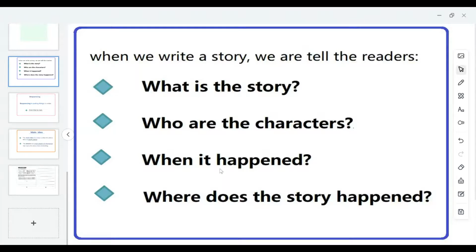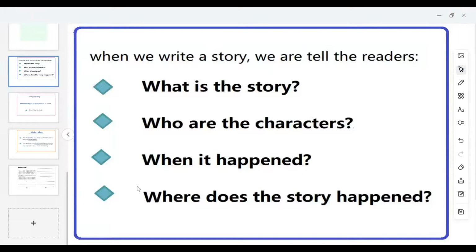When it happened, which date, what time, which year, which months, right? Where does the story happen? In school, at home, hospital, park, other country, beach, any place. Okay? We must remember what, who, when, where. That's the first thing we need to talk about when we're writing.